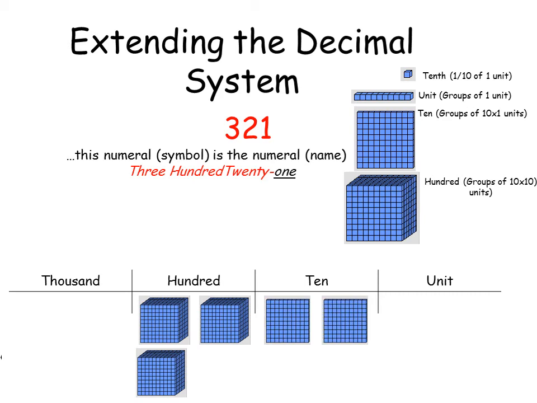20 would be 2 flats instead of the 2 rods, as we saw in the previous problem. And then 1 unit would be a rod. So it looks very different. So with the base 10 material, that is how the materials are in relation to one another.